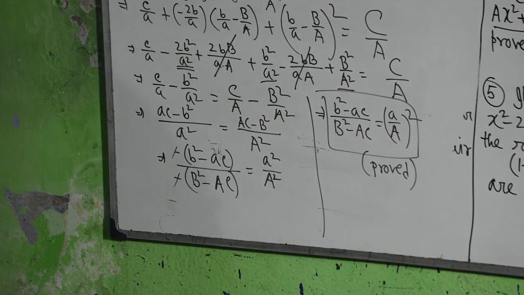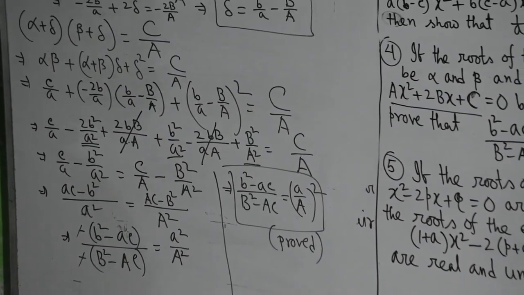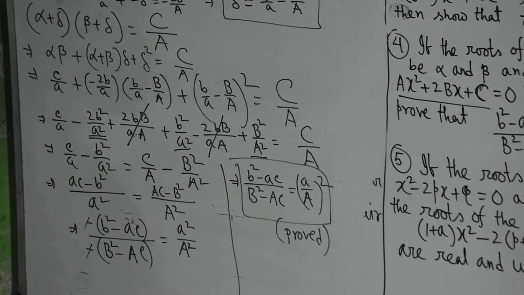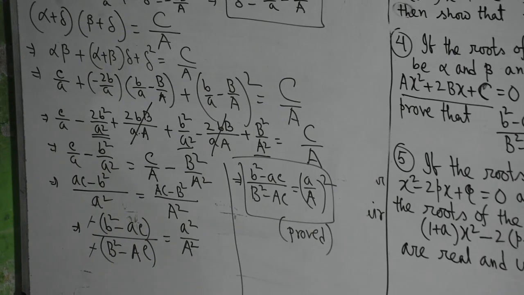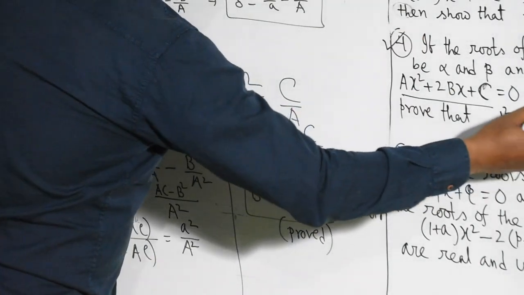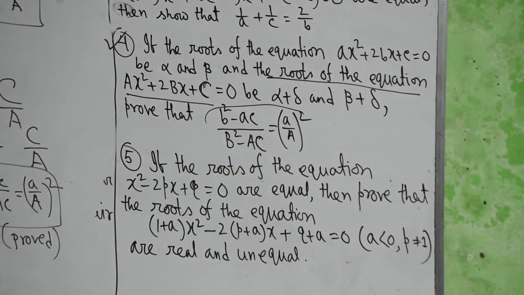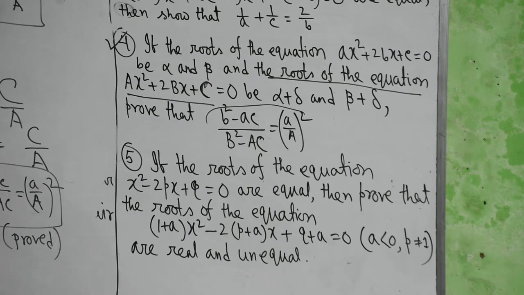So I have done elaborate calculation. Yeah, okay. I think all of you already copied. How much time? Okay. So problem number 4 I already solved. We have gotten our required result, b square minus ac by capital B square minus capital AC equals small a by capital A whole square.